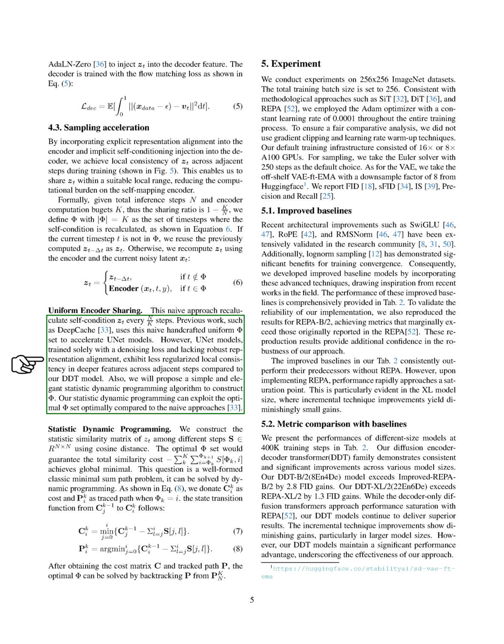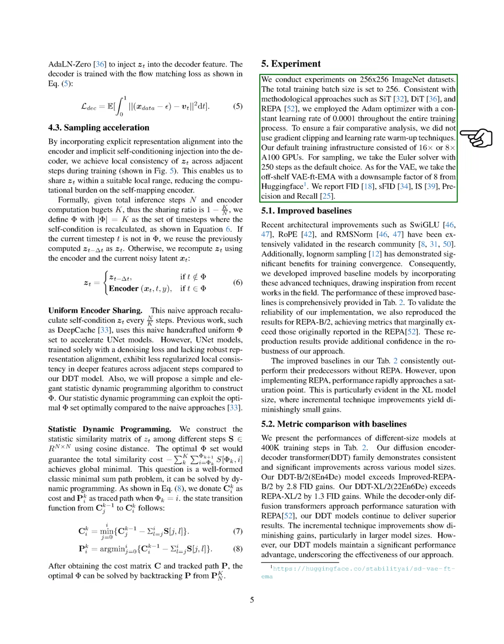In our static dynamic programming, we create a similarity matrix for the self-conditioning features across different steps using cosine distance. The optimal set of time steps ensures that the total similarity cost is minimized, which is a classic minimal sum path problem solvable by dynamic programming. We define the cost and path tracking for this problem, and after calculating the cost matrix and tracked paths, we can find the optimal set of time steps through backtracking.